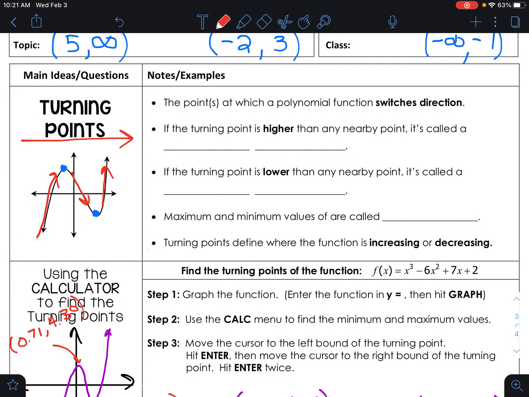All right. Now, if the turning point is higher than any nearby point, it's called a relative maximum, okay? So this point right here, this is called a relative maximum.